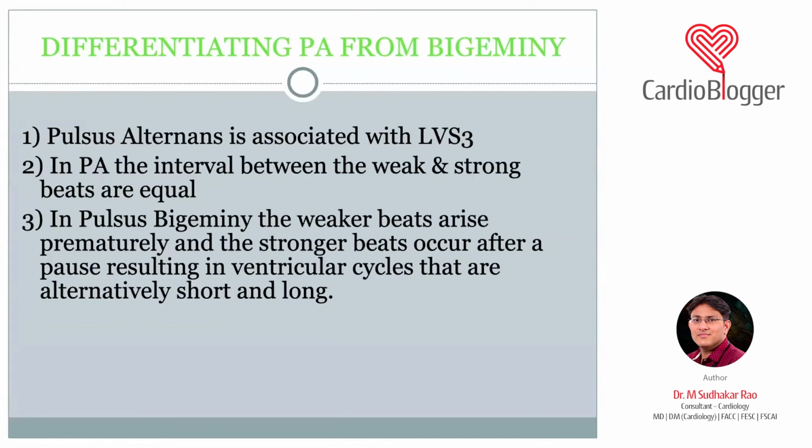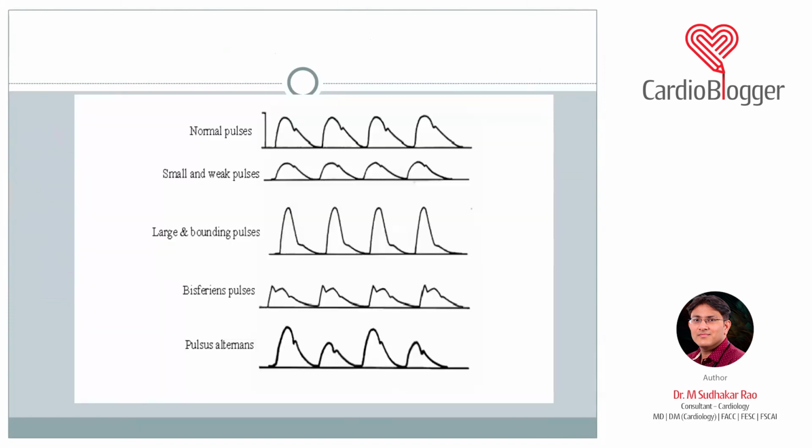Now, one important question they may ask you is, how do you differentiate it from a bigeminy? In pulsus alternans, LV S3 is there. In pulsus alternans, the interval between the weak and strong beats is equal. In a bigeminy, after a weak pulse, you get a compensatory pause, and after that compensatory pause, the next pulse will be a high volume. Sometimes the pulse is double the previous beat, and that is how you differentiate a pulsus bigeminy, because of the compensatory pause, from the pulsus alternans.